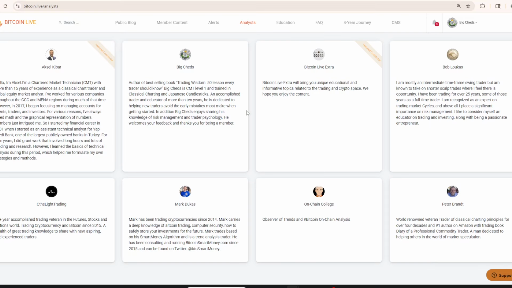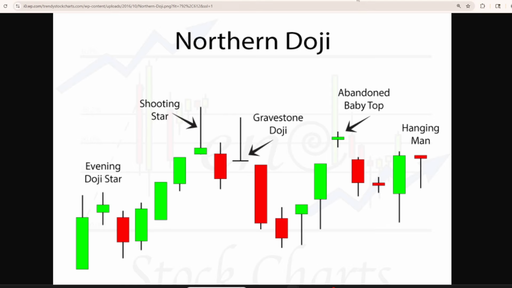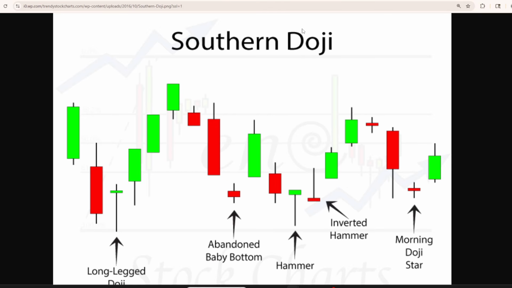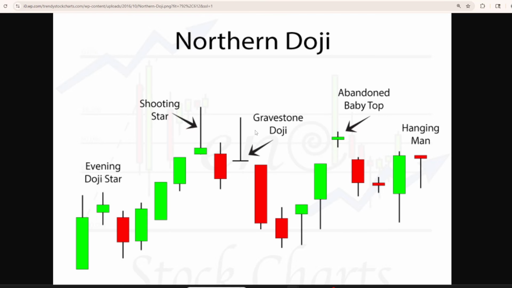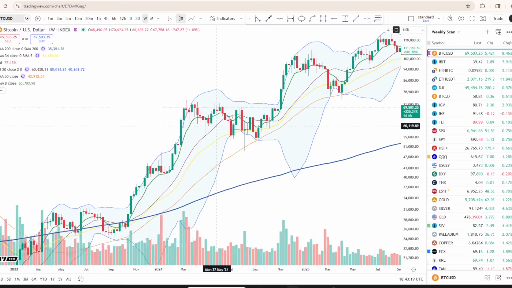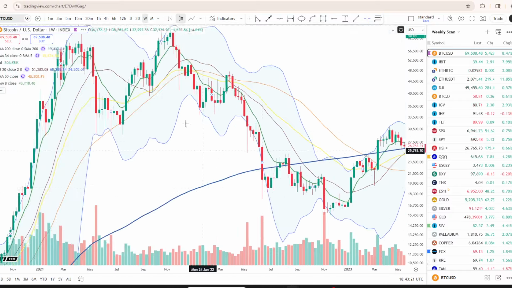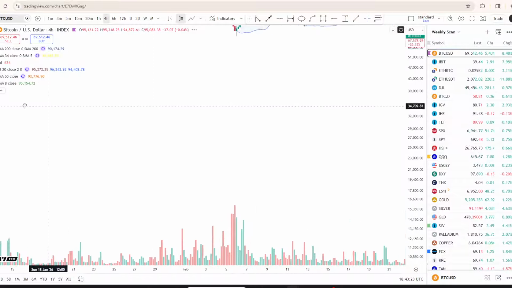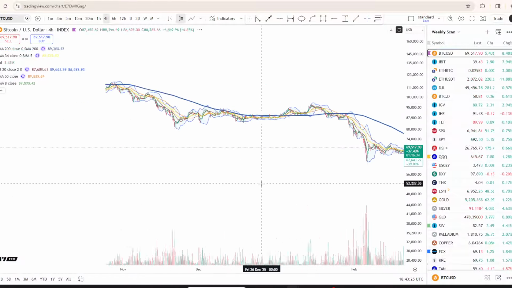For today's lesson, we're going to talk about the concept of wicks and paying attention to upper wicks and lower wicks. You've seen these videos before on the northern and southern doji. I'm just using these for example. Upper wick candles like the shooting star and gravestone, lower wick like the long leg doji and the hammer, right? So it doesn't have to be a doji, but you really just want to pay attention to wick structure. Let's go to a random time frame and examine this.